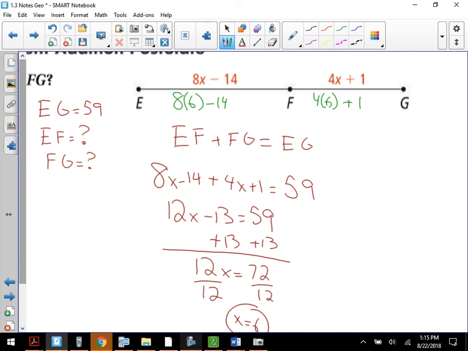8 times 6, I believe, is 48. Subtract 14 from that, we get 34. Does that sound right? Okay. 4 times 6 is 24. Add 1, you get 25. And is 34 and 25 59? So we did not goof. We're done. That's how the geometry is going to work in tandem with the algebra that all of you can do. Okay?